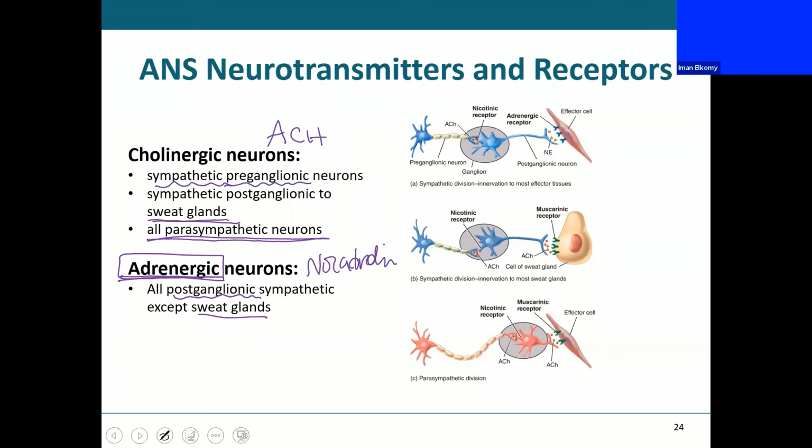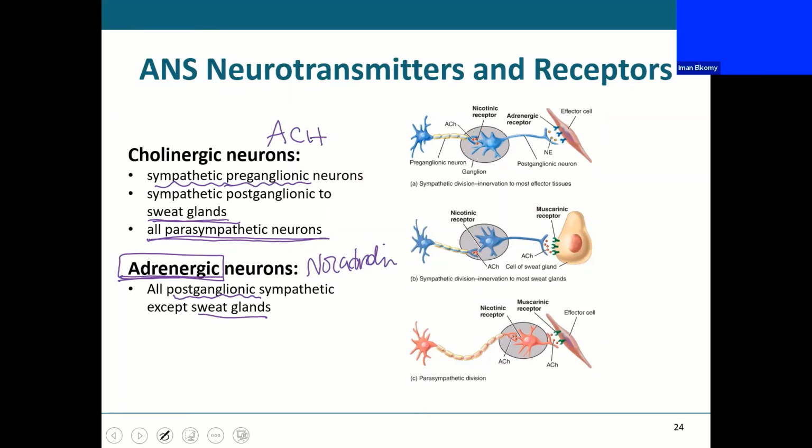I'm going to pause here because this is a very simple concept, but it's one of the most confusing or hardest to remember. So we're going to take our time on this one. So all parasympathetic neurons, pre and post ganglionic, secrete what? Acetylcholine. So they are called cholinergic. What about your sympathetic preganglionic neurons? Cholinergic. Okay, so from the beginning, everybody's the same. All preganglionic autonomic neurons secrete acetylcholine.